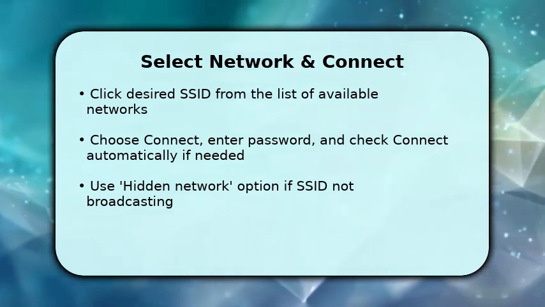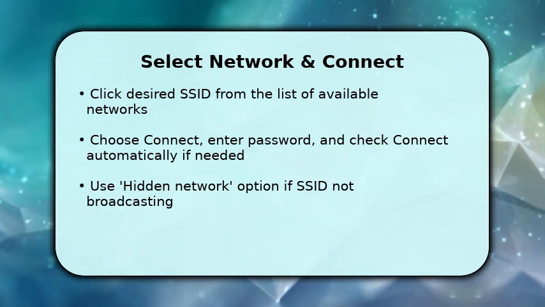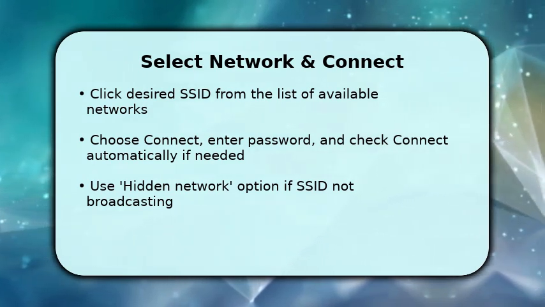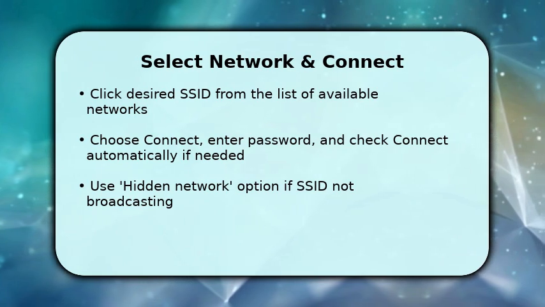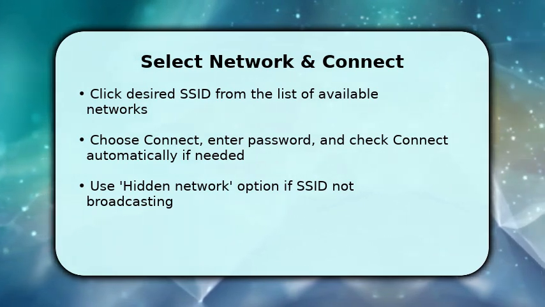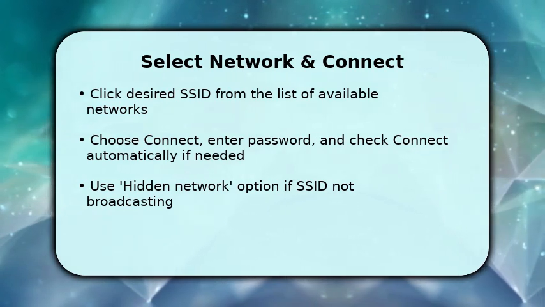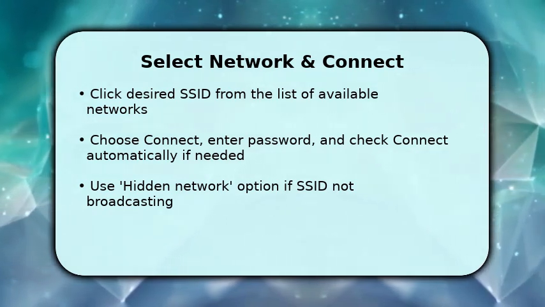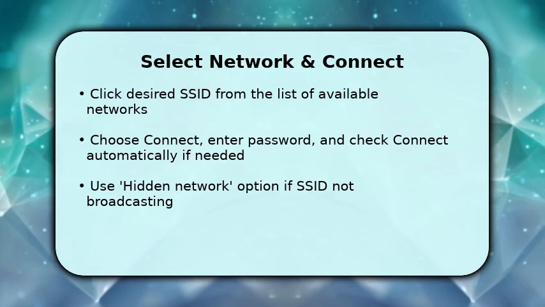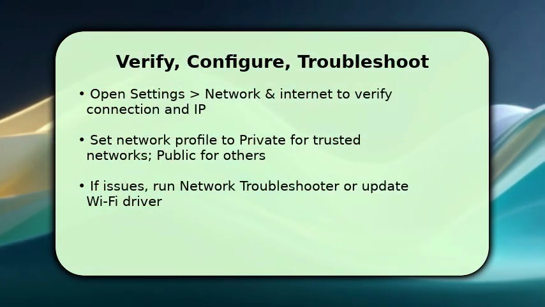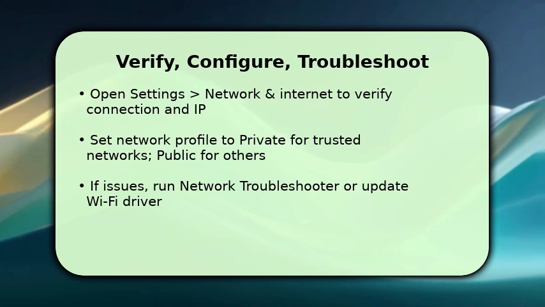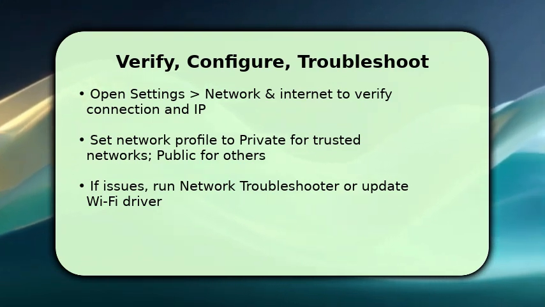Windows authenticates and assigns an IP via DHCP. For hidden networks, choose Join Hidden Network and type the exact SSID and security type. This prevents mismatches. Once Windows shows connected, move on to After connecting, open Settings Network and Internet to confirm IP, gateway, and signal strength. This verifies successful authentication and DHCP assignment.